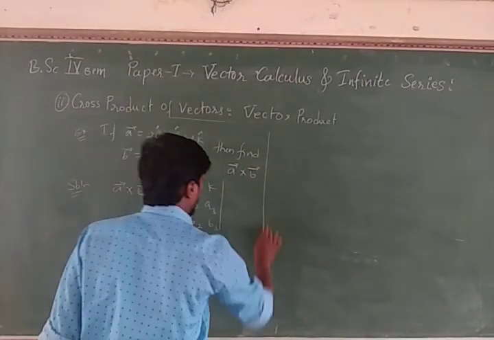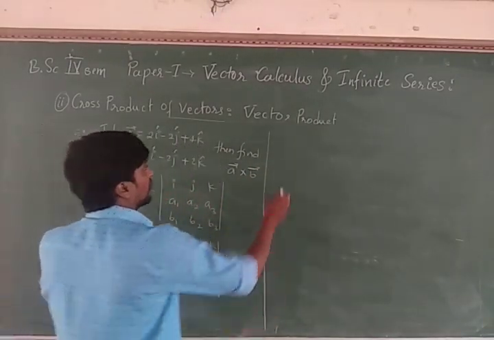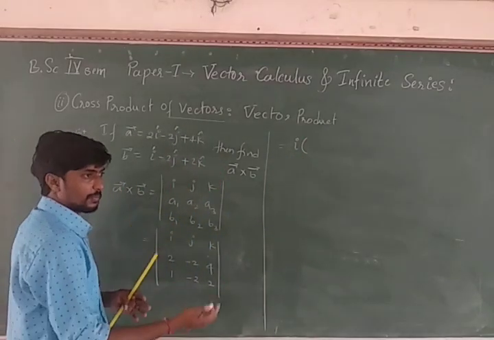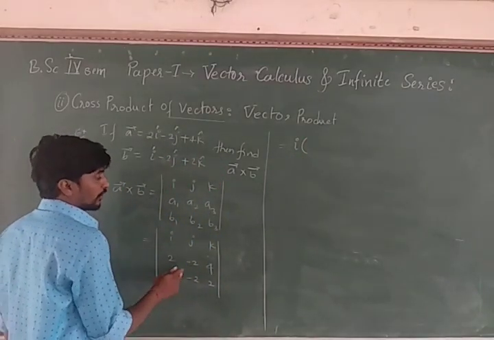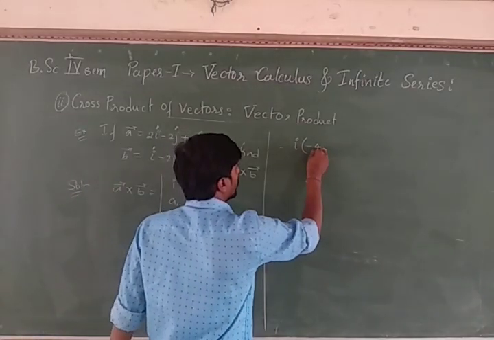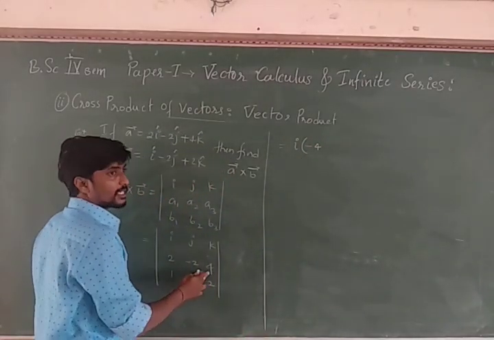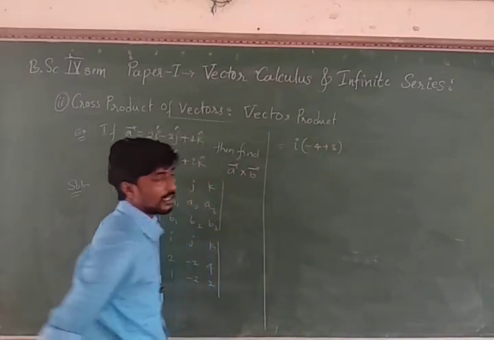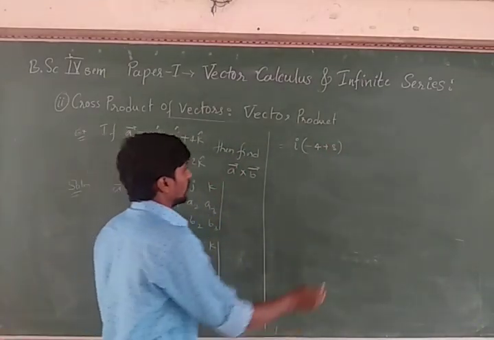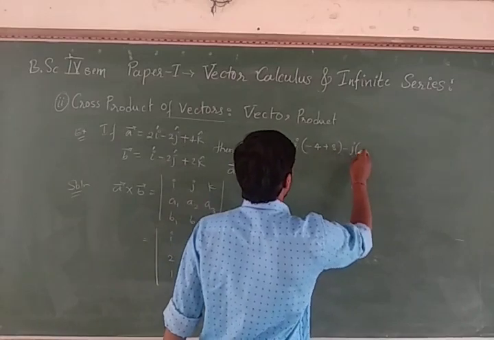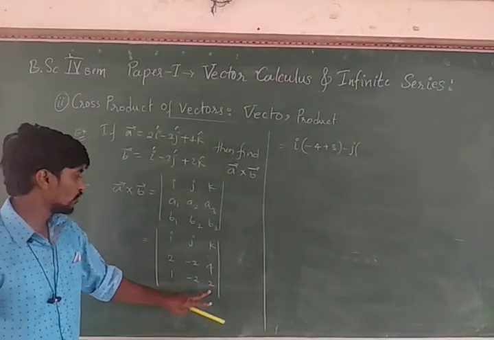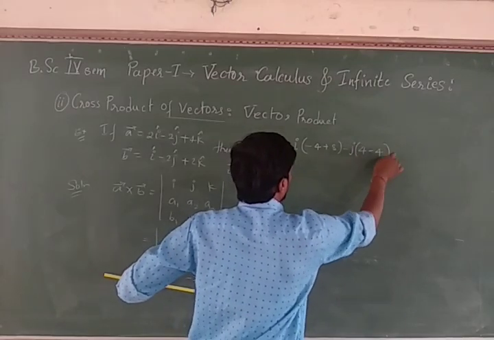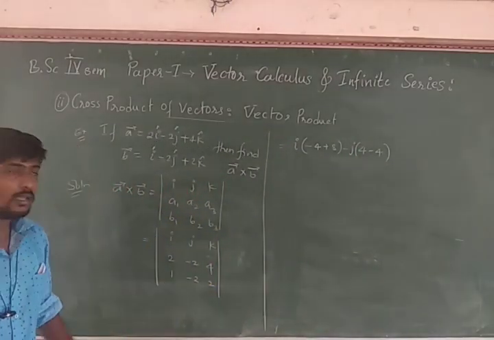It is in this way. So it is equal to i into bracket, expand this determinant. 2 into 2 is 4, it is minus 4. Okay. 2 into 4 is 8, but here we already have a minus, so this will become plus 8 here. Next, minus j into bracket, we have 2 into 2 is 4, so 4 minus 4 into 1, it is minus 4.